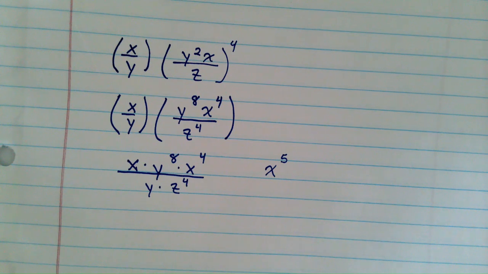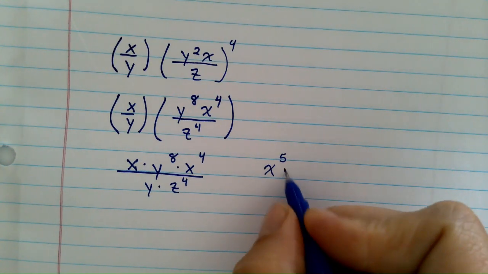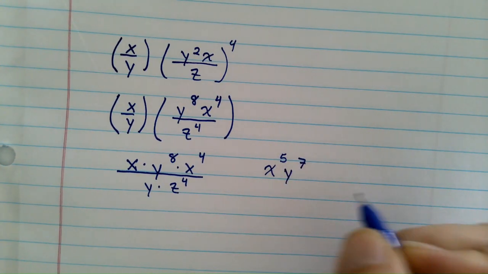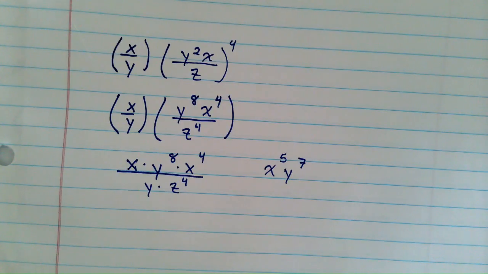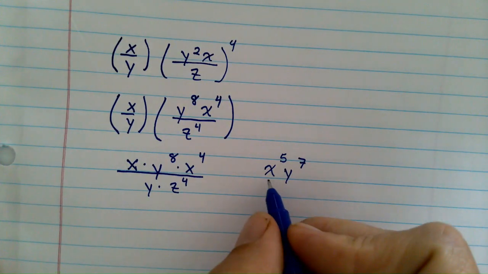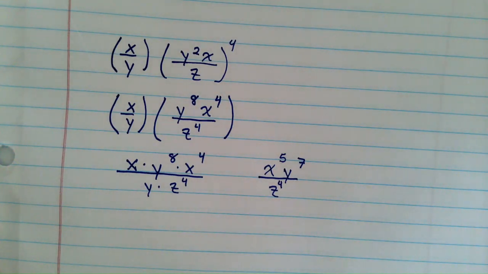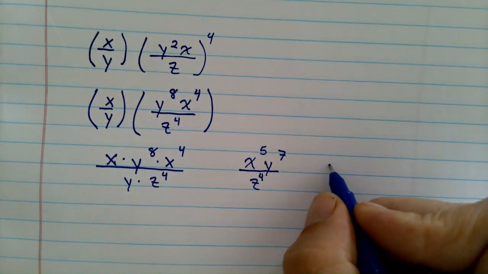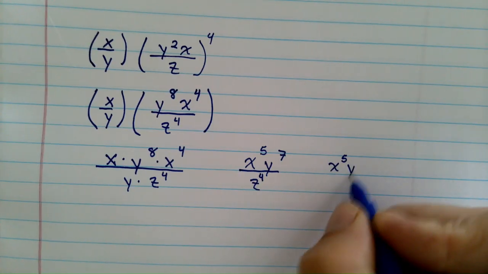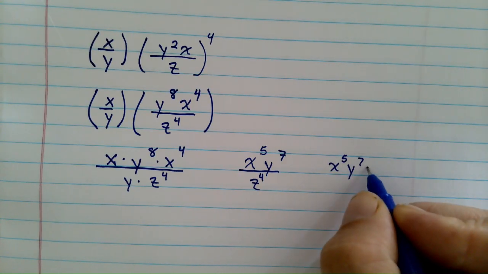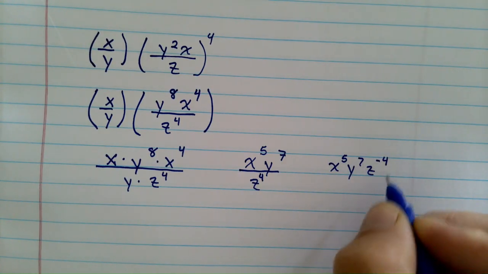Who has more y's, the top or the bottom? The top has 7 more y's because 8 minus 1 is 7. And who has more z's, the top or the bottom? If you said the bottom is the only one that has z's, you'd be correct by saying z to the 4th. Now some of you might have just done subtracting. Yes, this is equivalent to x to the 5th, y to the 7th, z to the negative 4th.